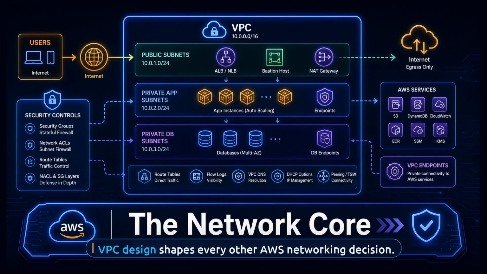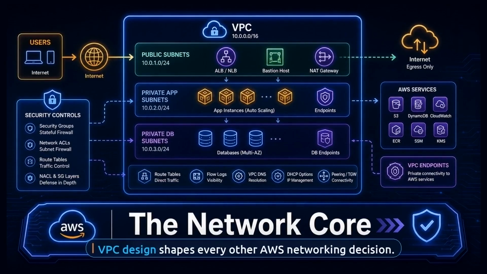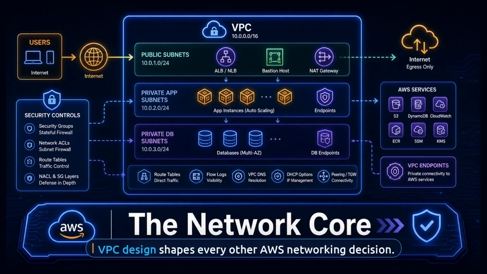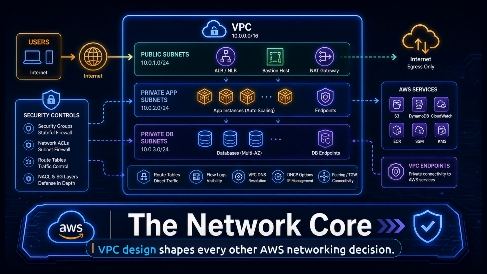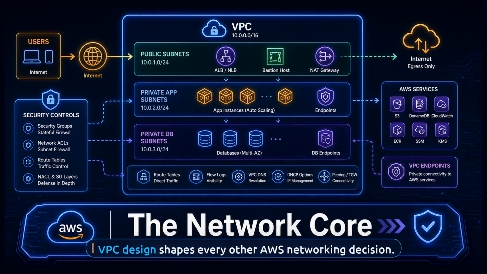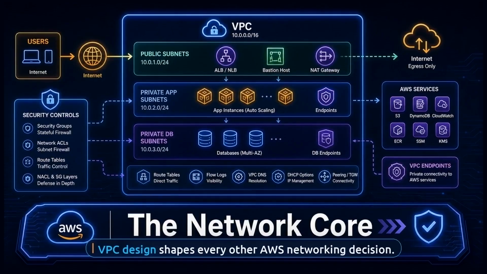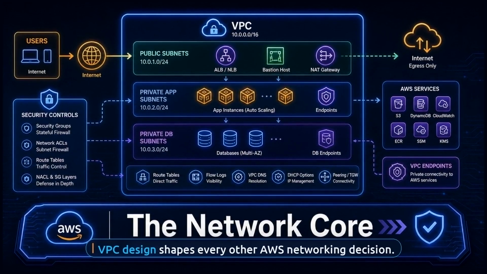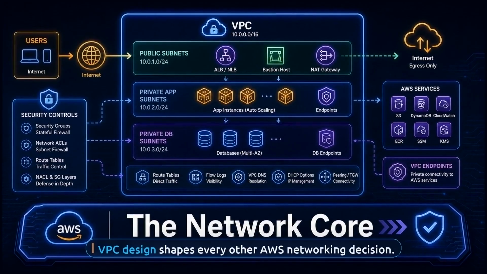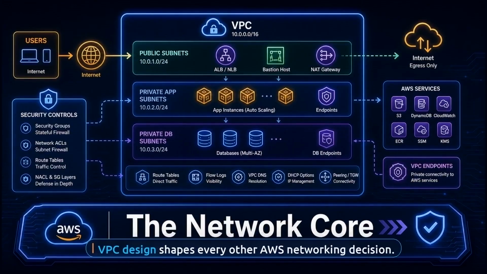Teams start asking why private workloads can still talk out, why public workloads are exposed more widely than expected, why route behavior feels confusing, why security rules overlap, and why production changes feel risky. That is usually not because AWS is random. It is because the team never built a strong mental model for the VPC layer.